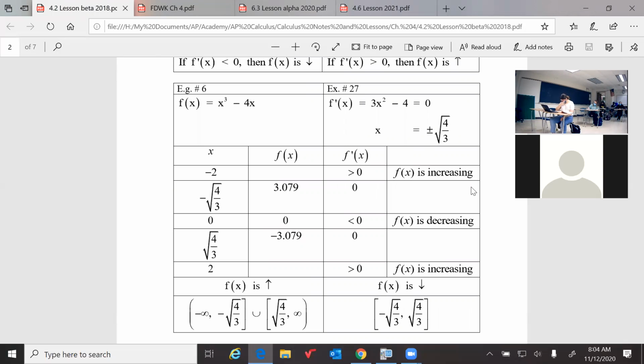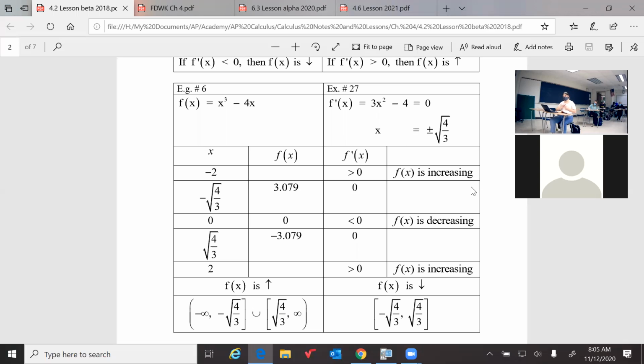You would get 3x squared plus a negative 4 equals 0. Add 4 to both sides. Divide both sides by 3. X squared equals 4/3. Take the square root of both sides, and you would get the positive and negative root of 4/3, which is a number a little to the left of negative 1, a little to the right of positive 1.